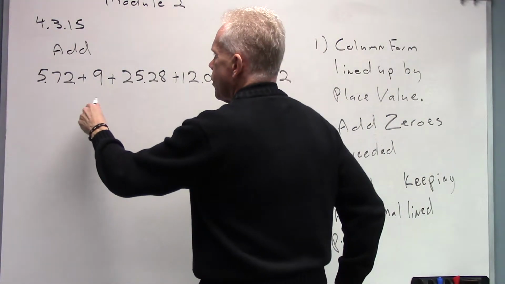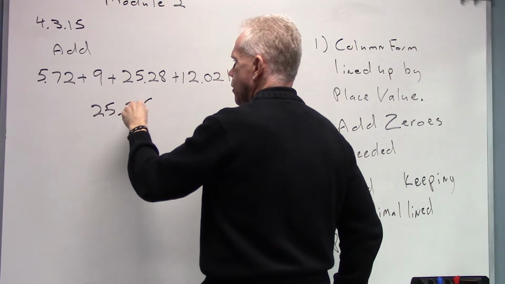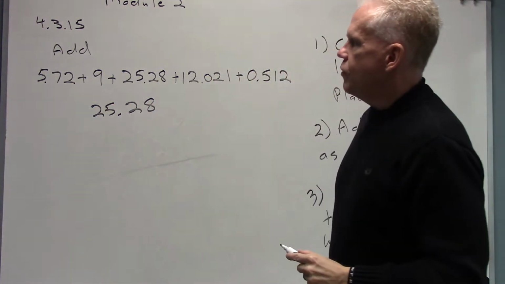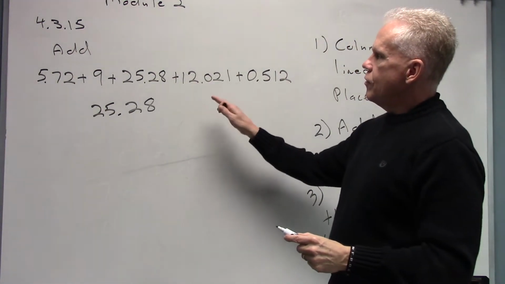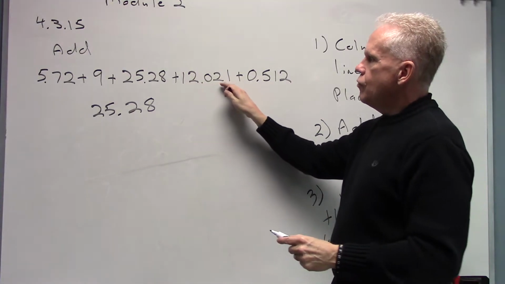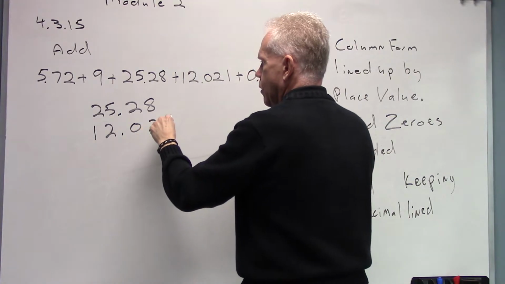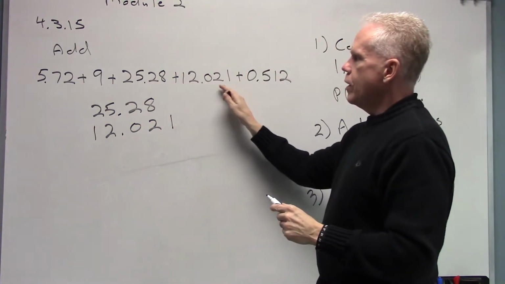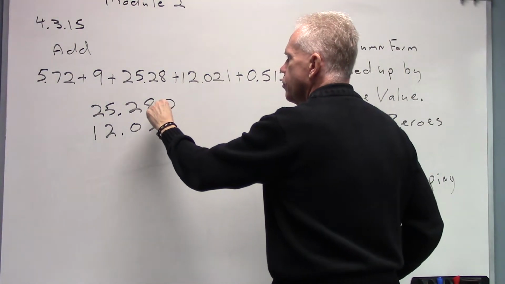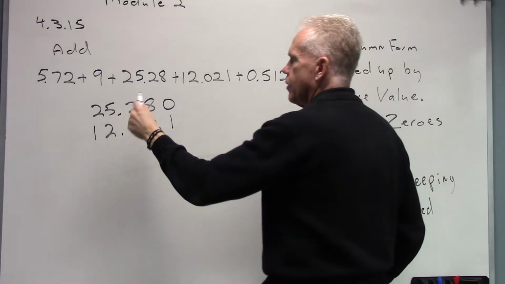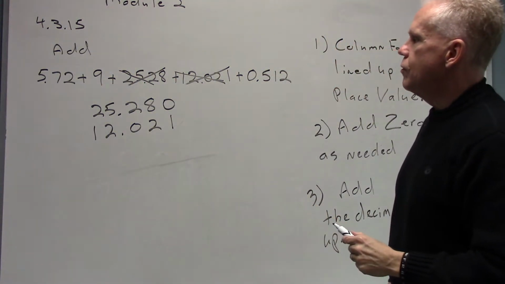So I'm actually going to start with the 25.28. Okay, 25.28, I'll start with that. I think I'll come underneath that with another one that's very similar, 12.021. Now I notice that the 12.021 goes one place value beyond what I'd had before, so I'm going to put a placeholder 0 in right there. Now at this stage I've used this one, and I've used this one. I'm going to mark them out to make sure I don't lose anything there.